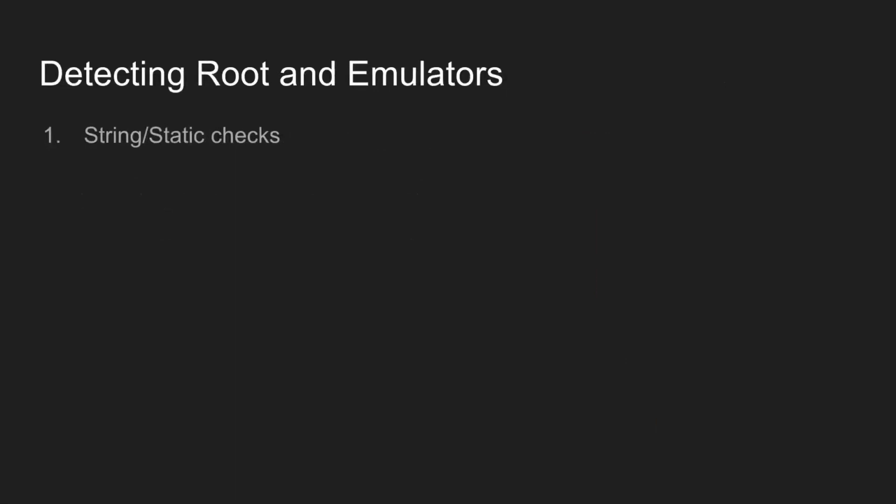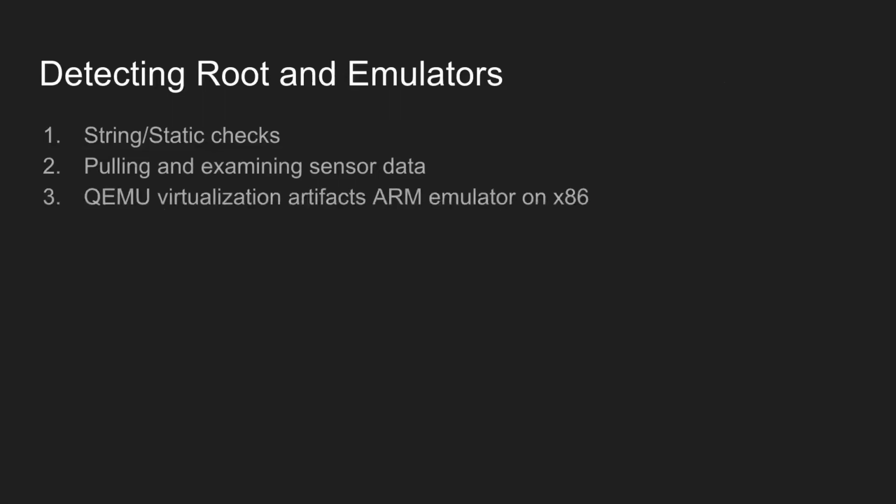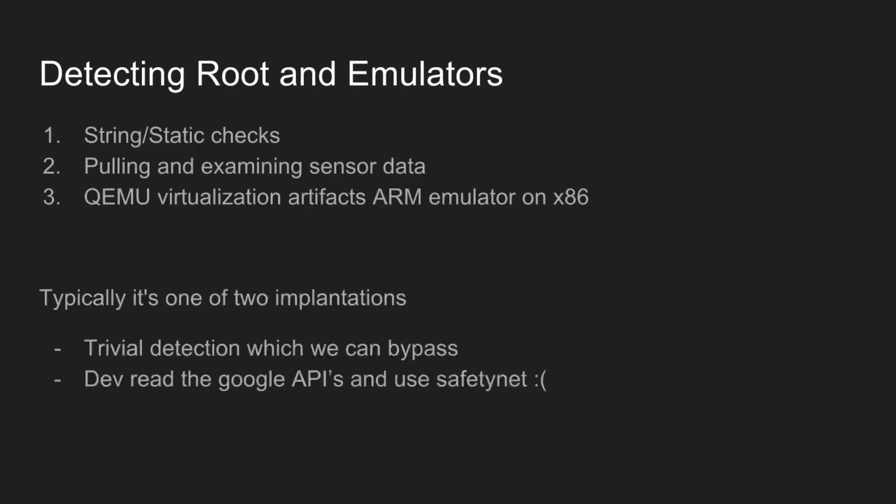So when you're detecting these, you've got a few different cases, right? Typically it's really easy static string checks. More sophisticated developers could actually pull sensor data, which we'll get into. And then there's actually some academic work out there on how to detect virtualization on x86 with QEMU artifacts. But typically it's one of two things: really crappy string checks, or the devs did their homework, actually read the Google APIs, and they're using something called SafetyNet, which we'll dive into.